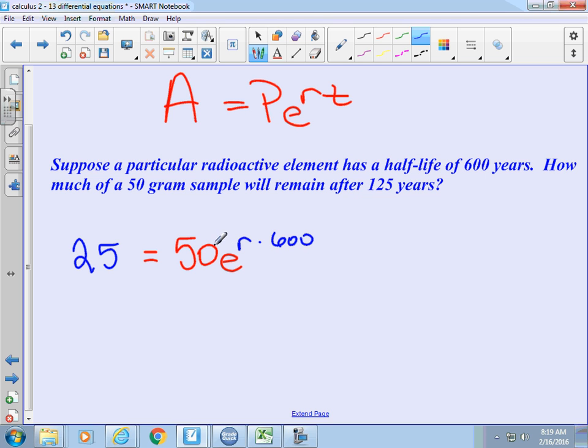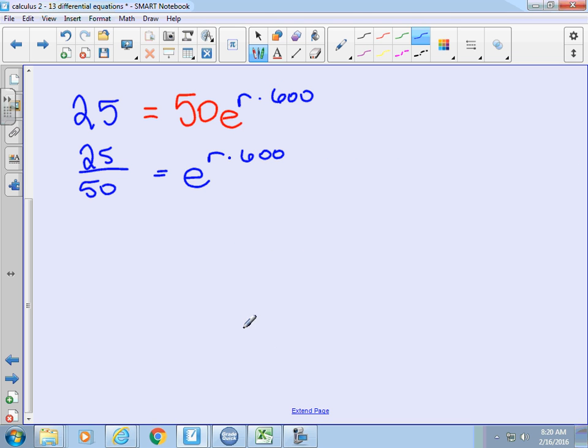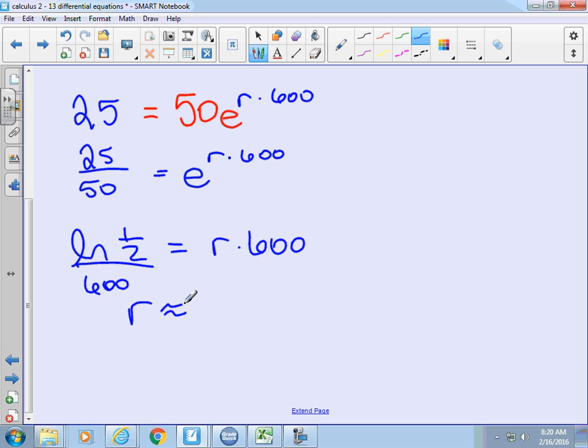We can solve this for R. Take the natural log. This would be 1/2, wouldn't it? Would it have mattered how much I started with? Wouldn't that be a half no matter what? Which is probably somewhere related to the formula, if you've ever seen a formula. Natural log of a half divided by 600 will give you the rate, which will be a decimal.